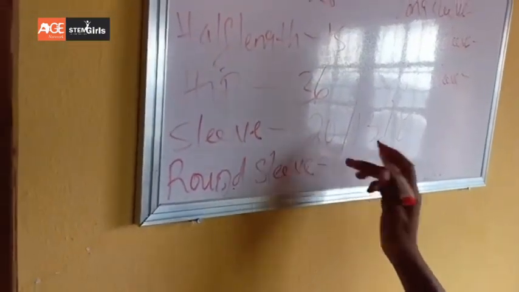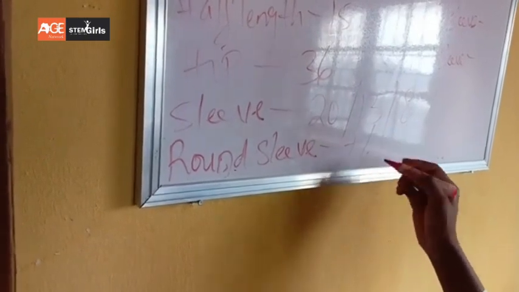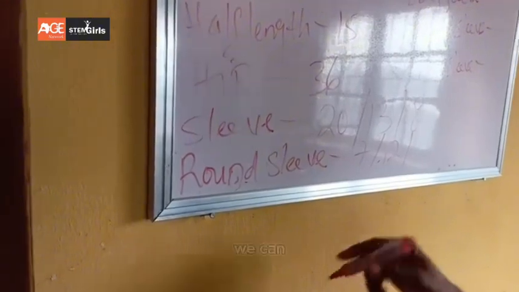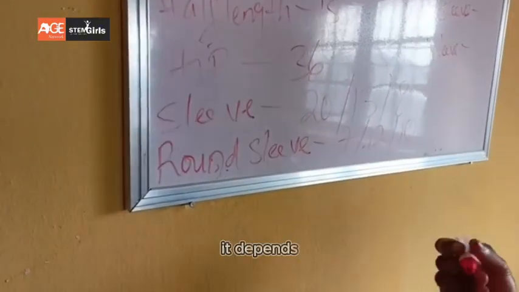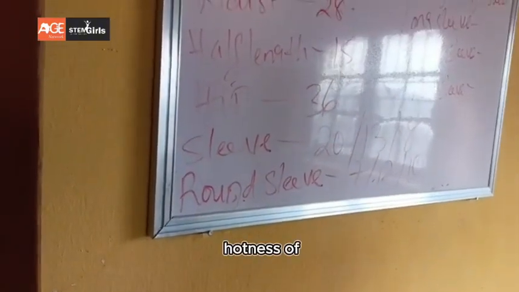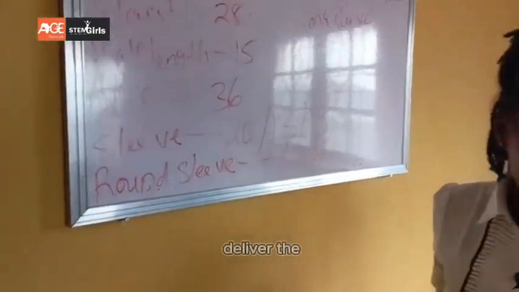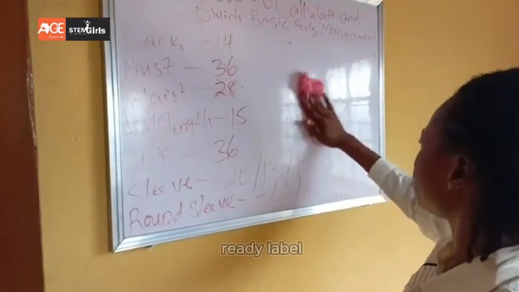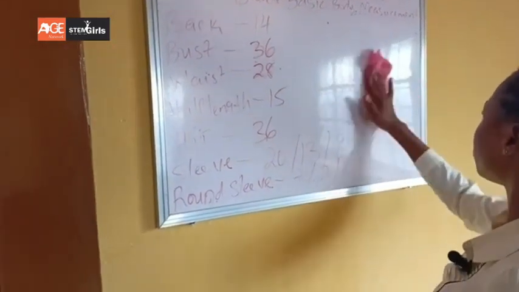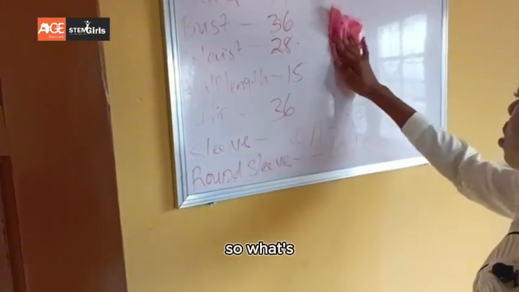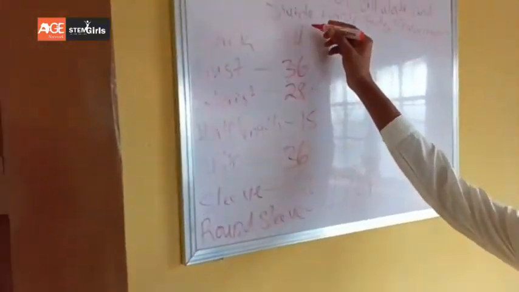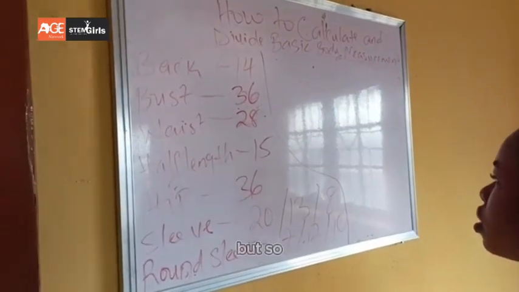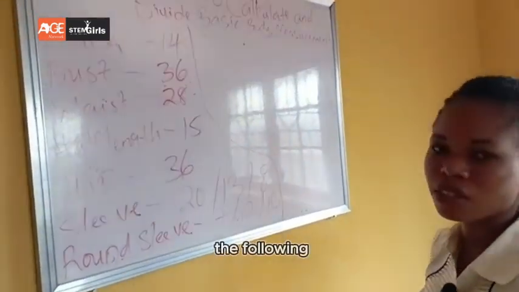Then for the round sleeve, for the long one, we can make use of 7. Then for the quarter one, we can make use of 12. Then for the short one, you can make use of 10. It depends on the fatness of the hand. Now, we've already labeled the basic body pattern. So we are done with the numbering of the basic body. So now we'll go to the following steps.